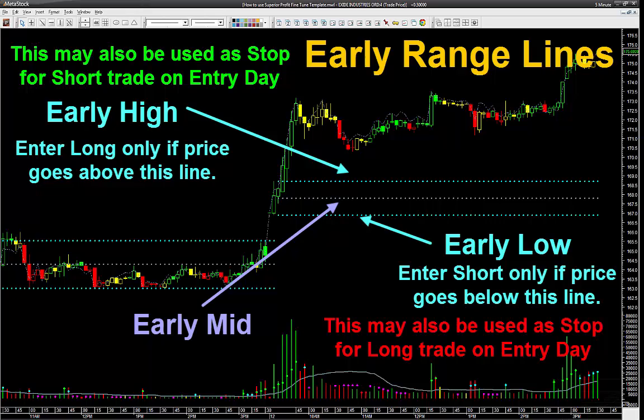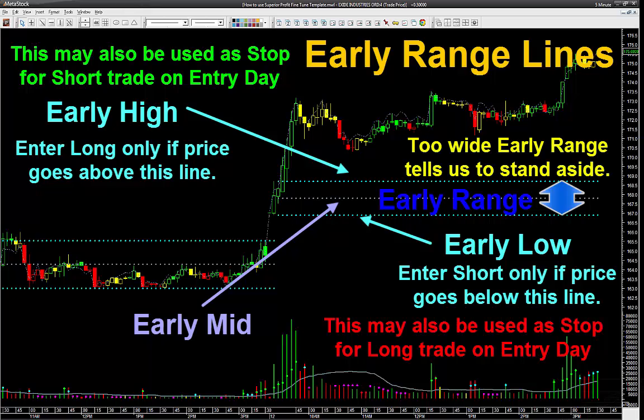There is another way early range helps us reduce risk. If the early range, that is the distance between early high and early low, is too wide relative to last day's price range or last few days' price range, we refrain from initiating a trade. In these two ways, early range helps us to reduce risk.